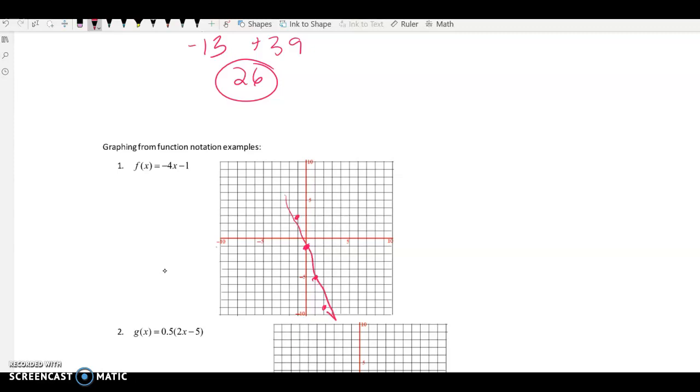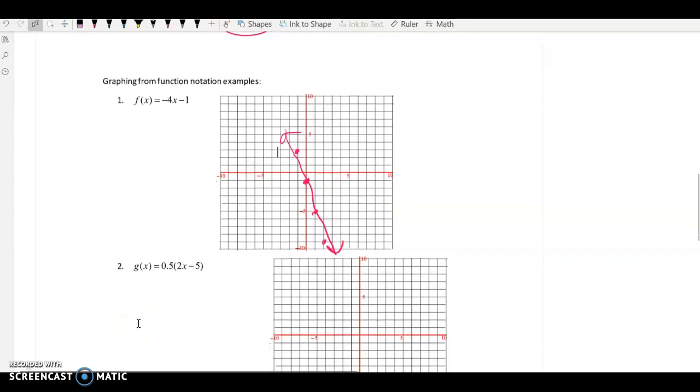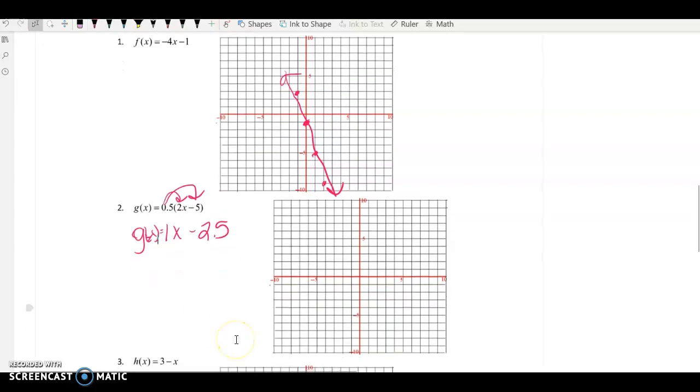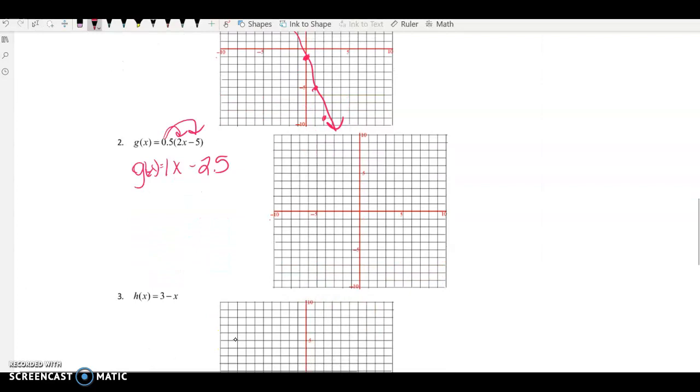Here is my equation in slope-intercept form. Okay, this next one, I need to put it in slope-intercept form. So to do that, I can get 0.5 times 2x is going to give me 1x minus 2.5. So I get g of x equals 1x minus 2.5. So my y-intercept is -2.5. Up 1 over 1, up 1 over 1, up 1 over 1, so on and so forth. And here is my line.